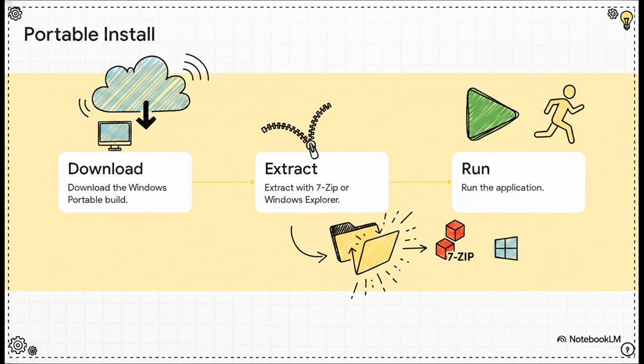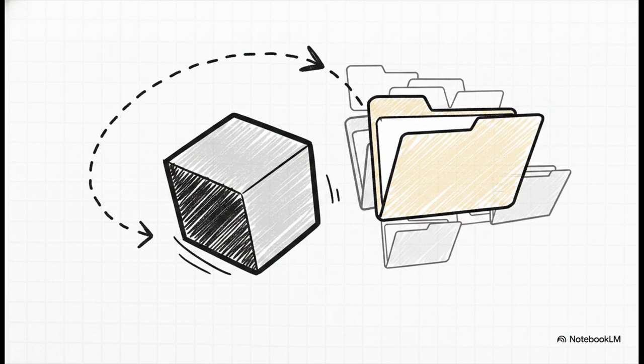Step 1. Download the correct Windows portable build based on the GPU check we just did. Step 2. Extract the downloaded file. You can use 7-zip or just the default Windows Explorer extraction tool. Step 3. Open that extracted folder and run the application. No typing commands, no setting paths, just download, unzip, and run. That's the whole shebang.